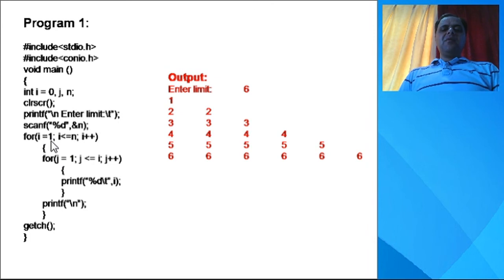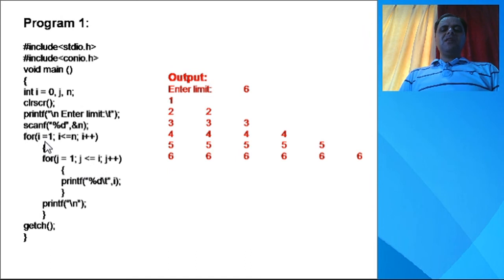Now the value of i becomes 4, and 4 is less than or equal to 6, true. Then again j is initialized to 1, so j is less than or equal to 4, yes. So 4 got printed, then the value of j becomes 2, 2 is less than or equal to 4, yes. 4 got printed, then j becomes 3, which is less than or equal to 4, yes. So 4 got printed, then j becomes 4, which is less than or equal to 4, yes. So 4 got printed, then j becomes 5, 5 is less than or equal to 4, no, the condition fails.